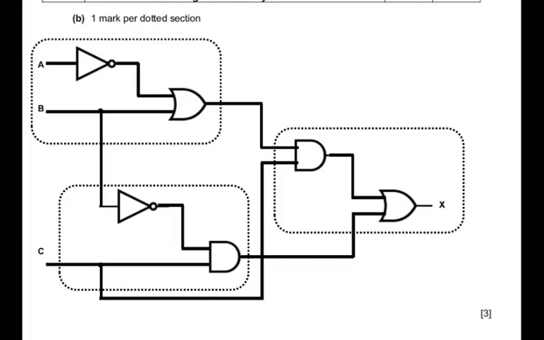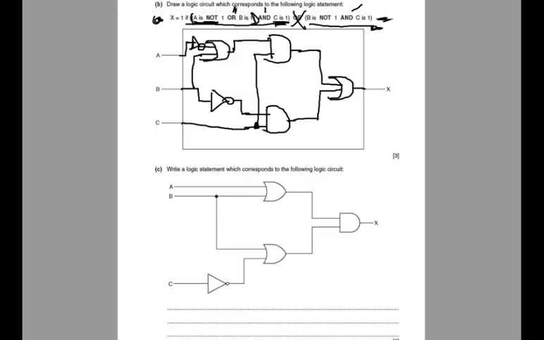Okay, so let's go back to our question, and we have part C for this one, and it says write a logic statement which corresponds to the following logic circuit. So the way that we do this is we start off with our rightmost gate, and we always write in X equals as well, so that's the first thing to do. But then we look at what that gate is. That's an AND gate, so we just write that in the middle.